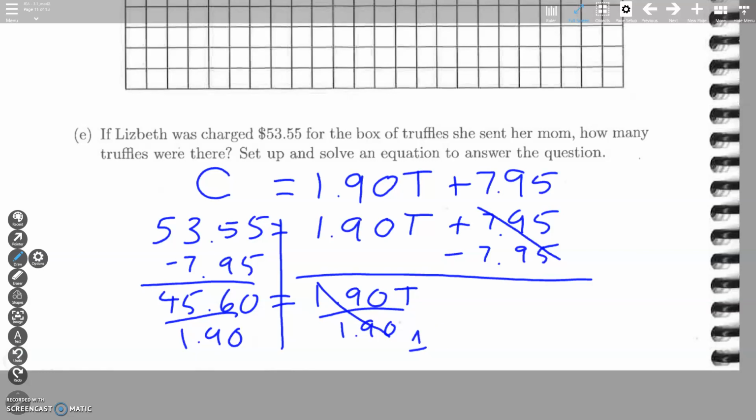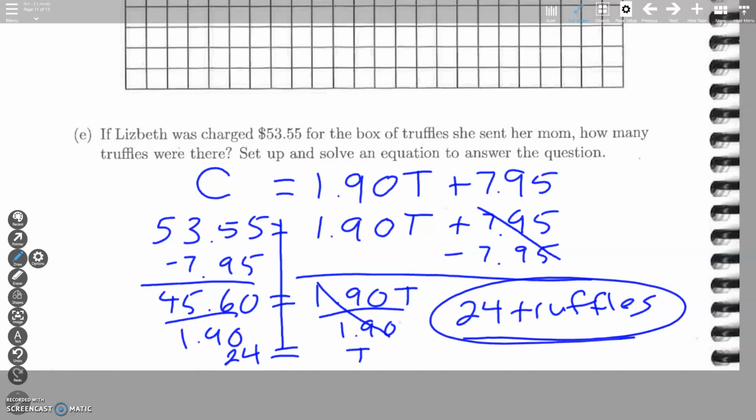That didn't come out very nicely. Let's try that again. We get a single T. We get, not approximately equal to, it is exactly equal this time, 24. So that means this box had 24 truffles in it. 24 truffles. That was the answer to Elizabeth's box there. That's how many she shipped in this particular box. All right.